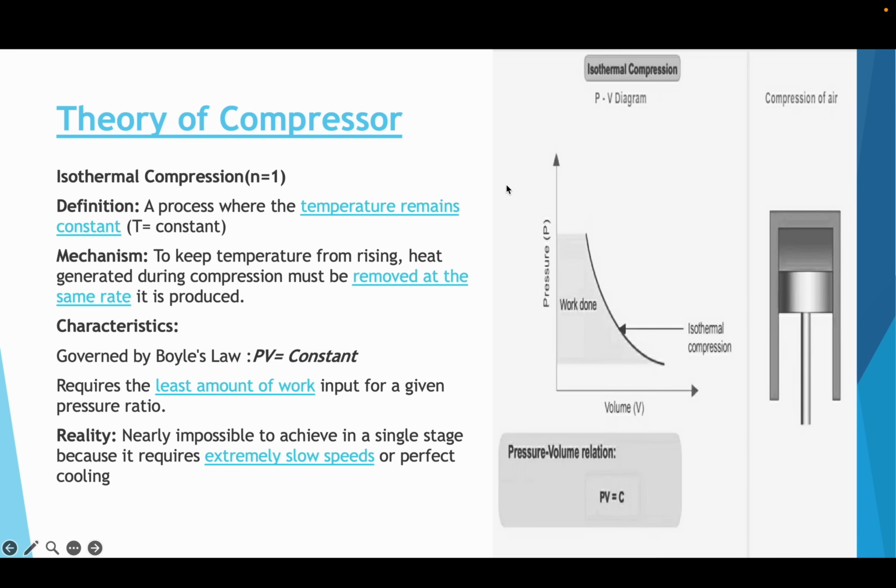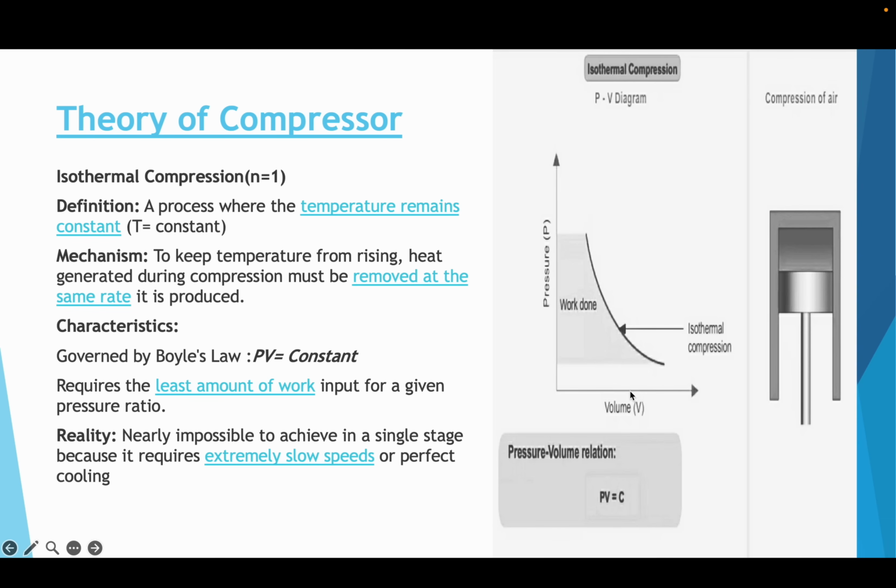It means that in isothermal compression the temperature remains constant. Why? Because the heat is removed at the same rate at which it is produced, causing the temperature to be constant. If anybody asks you on which principle the compressor cycle works, it works on the principle of Boyle's law, which states PV is equal to constant. So in ideal conditions, we want to achieve isothermal compression.